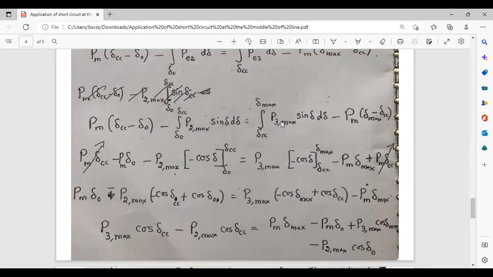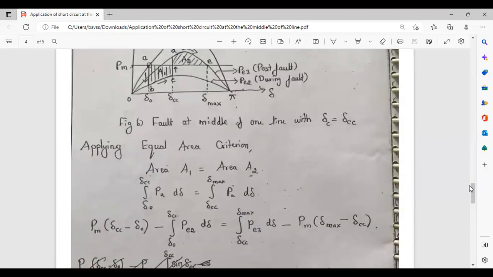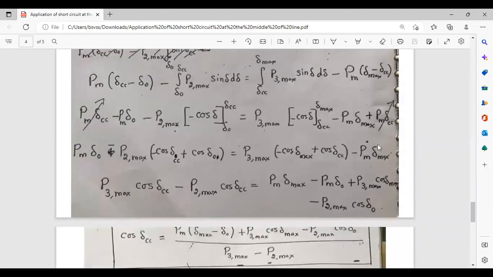Here we will be considering the third one, that is the A2 area. If you take this A2 area, the limit is delta CC to delta max, and here the value for PE is nothing but PE3, that is the post-fault condition. That's why here we are substituting the values: P is equal to P3 max into sin delta. Already we have derived this. So now you have to multiply all the values and apply the limits.